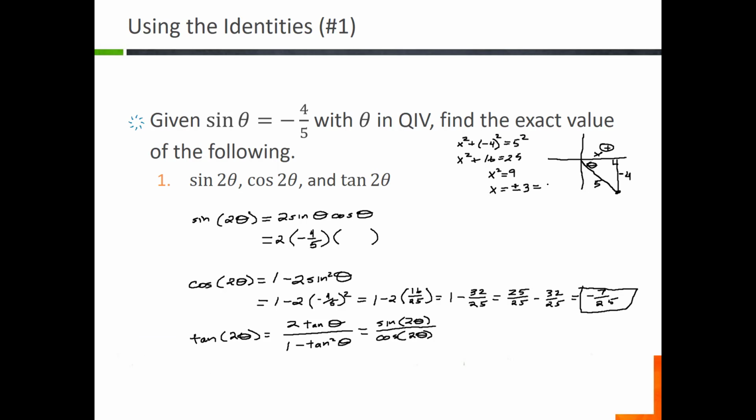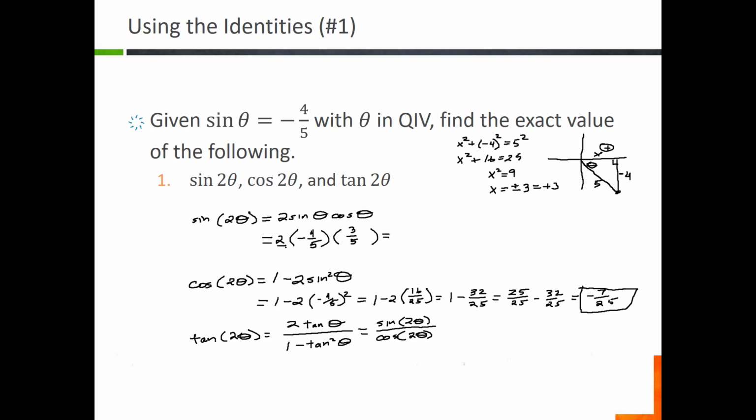So we're going to go with the positive 3. That means that our cosine, which is adjacent over hypotenuse, has to be a positive 3/5. All right, so we know we have 2 times the sine times the cosine. That's 2 times a negative 4/5 times a 3/5.